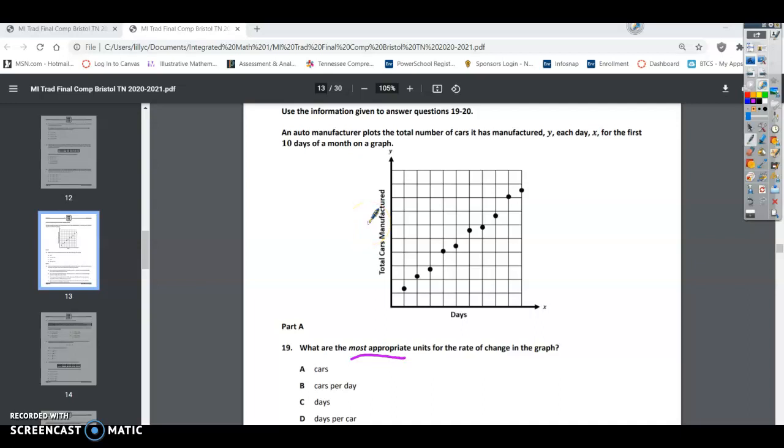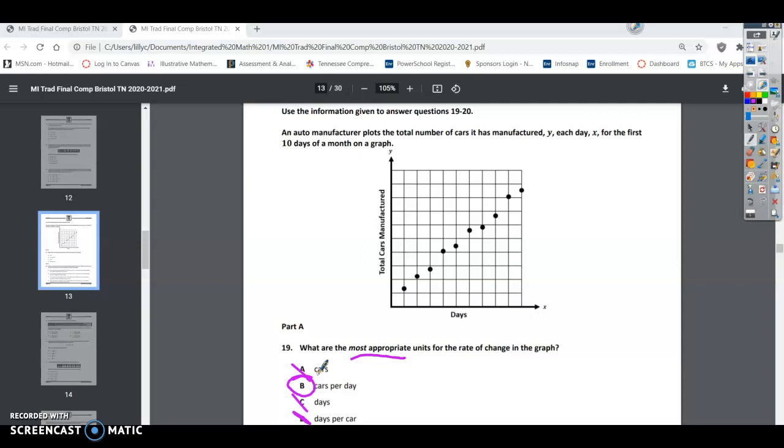All right, so if we go down here, what is the most appropriate unit for the rate of change? We're not dealing with just cars, and we're not dealing with just days. So we can eliminate A and C, and we can say, are we doing cars per day, or are we doing days per car? Well, this doesn't really make sense. This says the number of days depends on the number of cars. No. The number of cars manufactured depends on how many days are worked. So B would be the correct answer here.